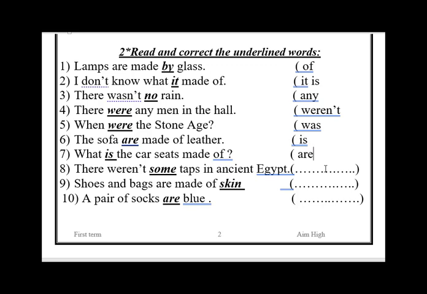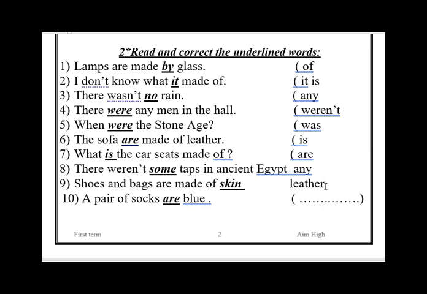Number 8, there weren't some tapes or some taps in ancient Egypt. There weren't some taps in ancient Egypt, so I must say there weren't any taps in ancient Egypt. Number 9, shoes and bags are made of skin. No, we said the skin are for people, but I must use leather.